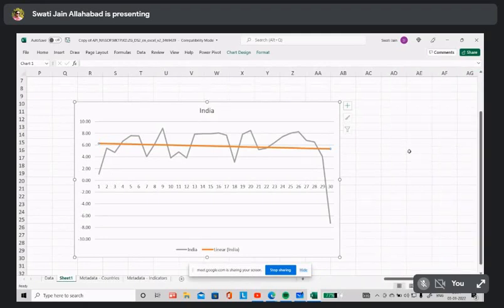Now I hope it is much better. Now this line is the trend line. This is the average value over the years. Okay. Now you can see that sometimes the GDP growth is above this trend line and sometimes it is below the trend line.